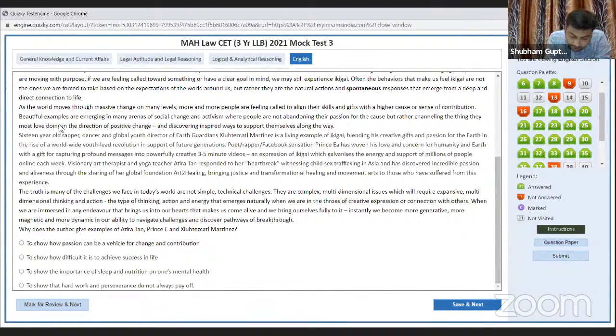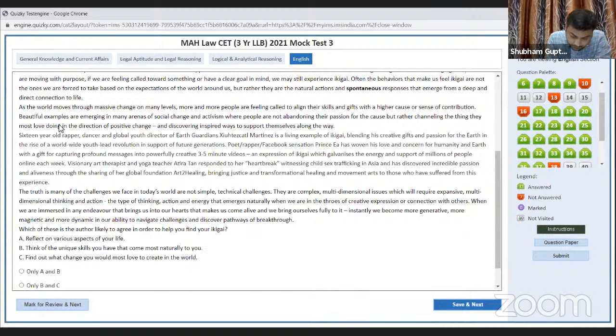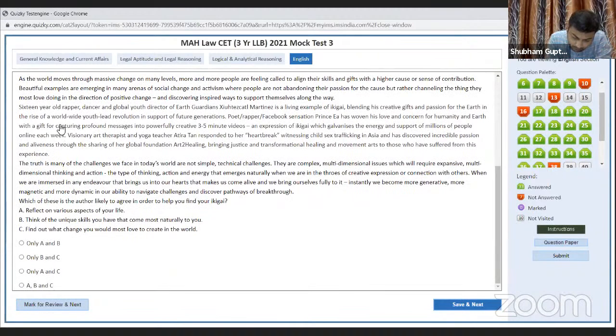So why does the author give example of Arthur Trent, Price, E, and this person to show how passion can be a vehicle to change contribution? This should be the answer. So reflect various aspects of life, I am not very sure of. Think of unique skills you have, yes. Find out what change, so this should be B and C.